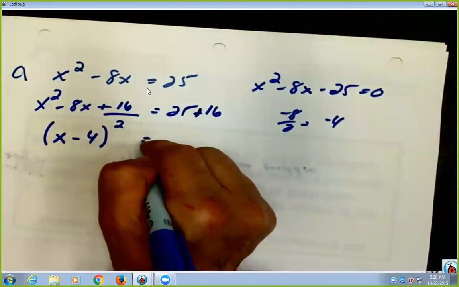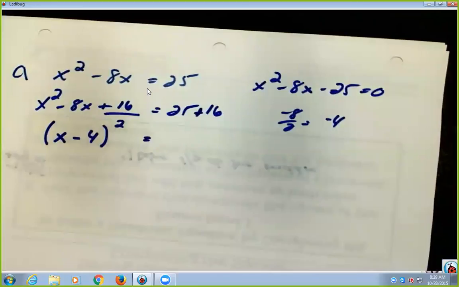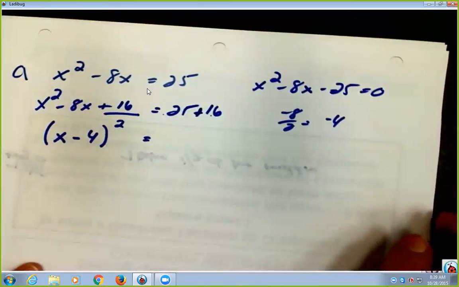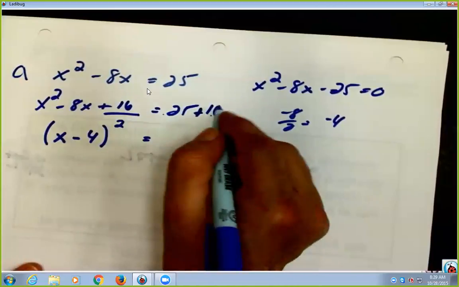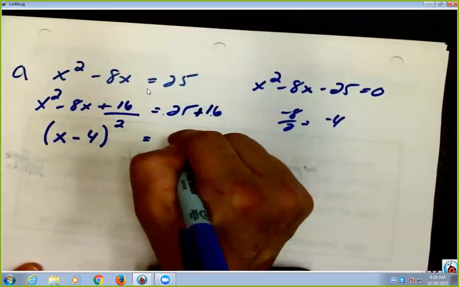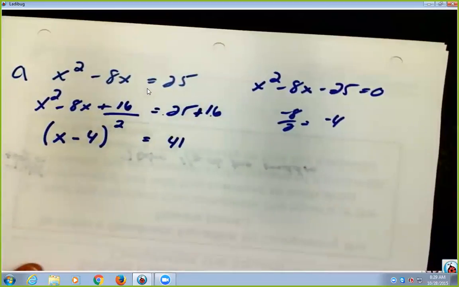Remember in algebra, we always balance everything. Whatever you do to one side, you always do to the other. That's kind of that balancing act in there and making sure our weighted scales end up equaling each other. So 25 plus 16. So what's 25 plus 16? Okay. 41. Okay. We good there?